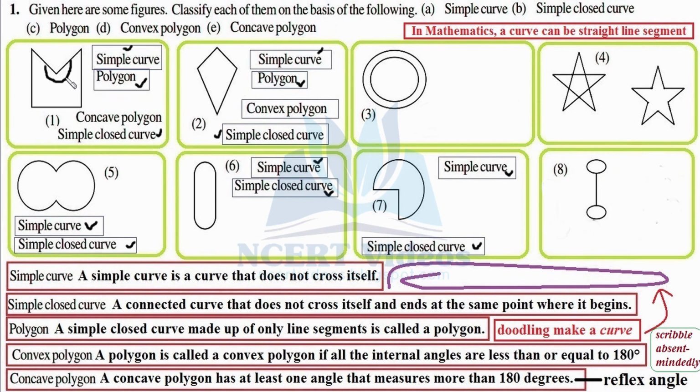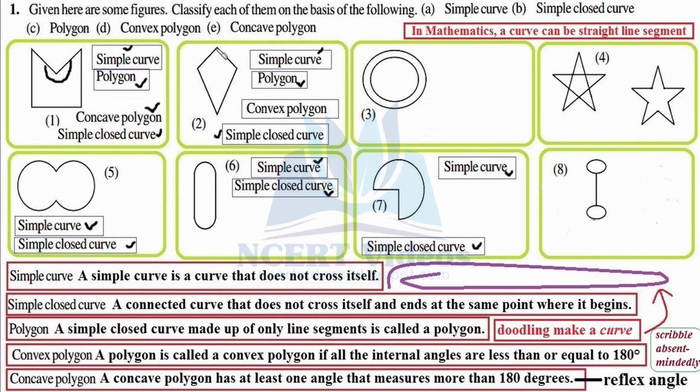Well, simultaneously, we can look at another term. It says concave polygon. A concave polygon has at least one angle that measures more than 180 degrees, or a reflex angle. Well, this follows this condition. Therefore, we categorize it as a concave polygon.